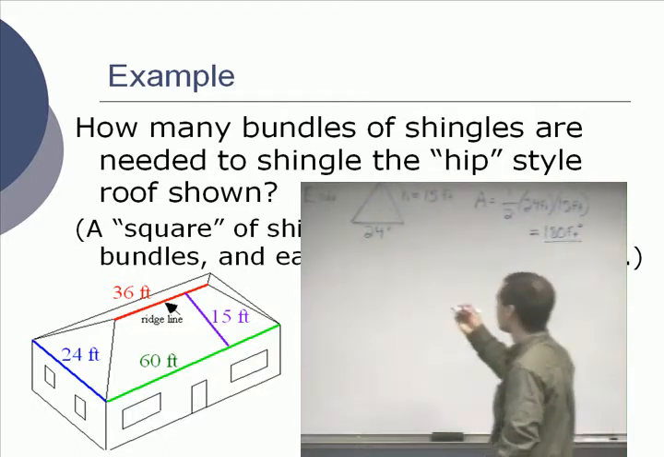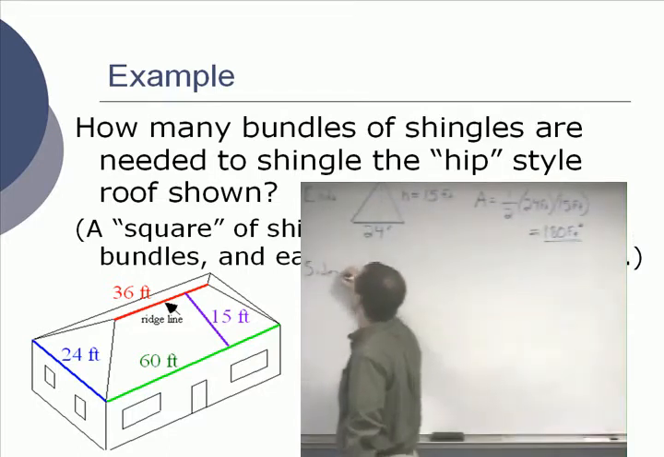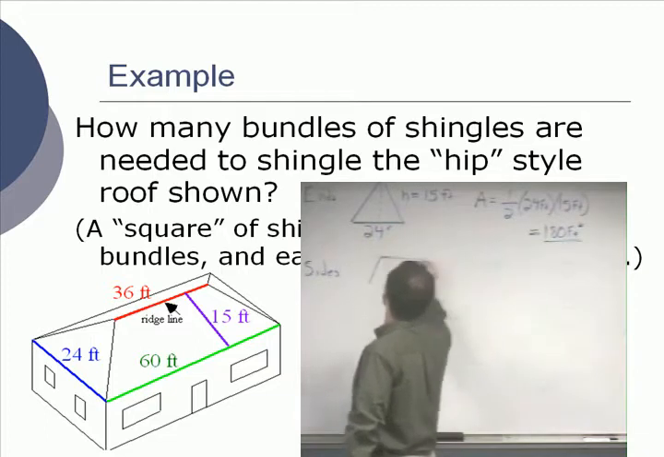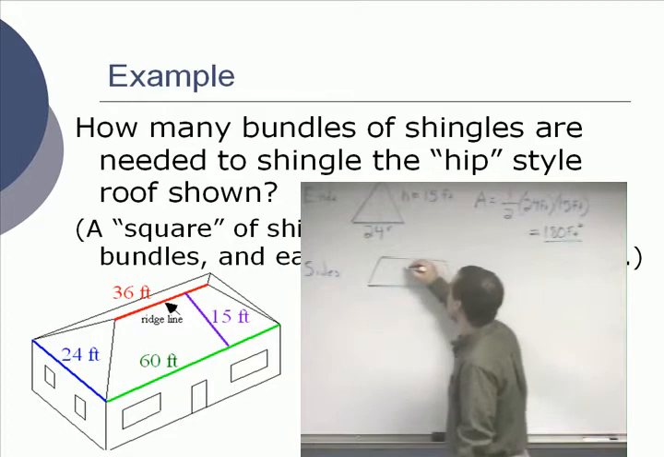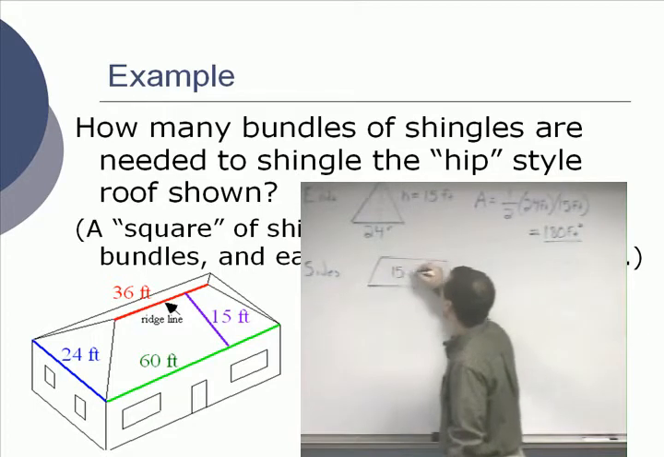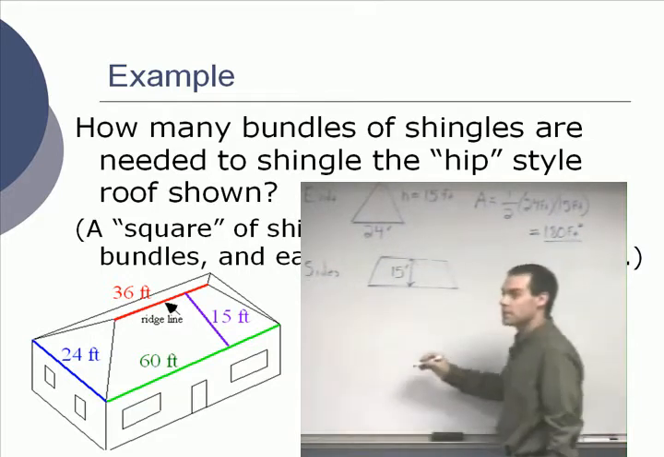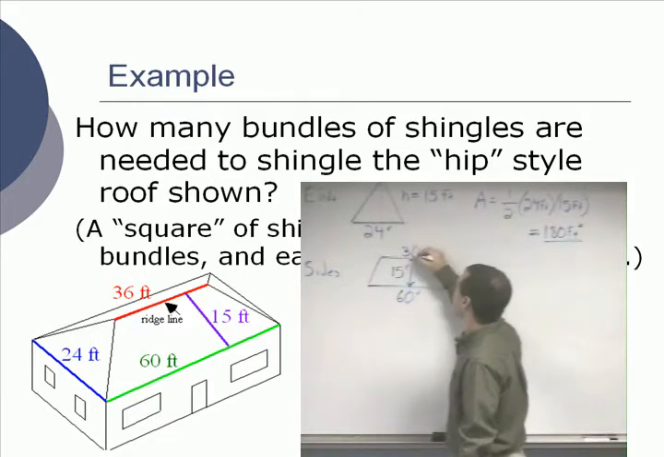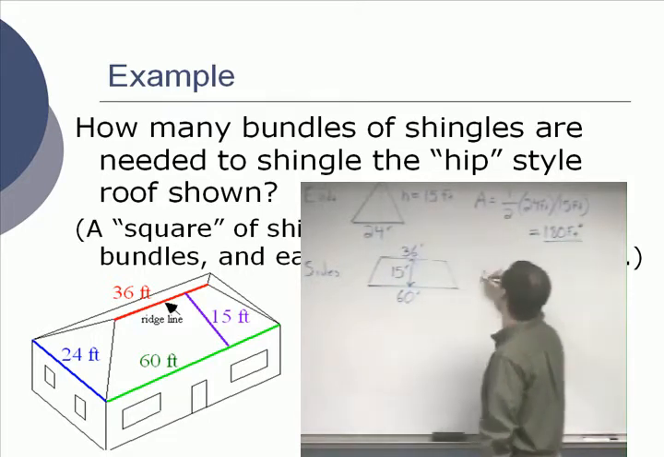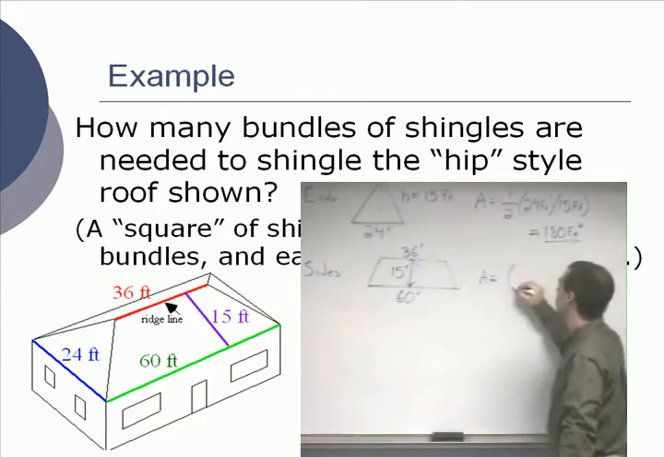Let's do the sides. We've got trapezoids with a height of 15. The bottom is 60 and the top is 36. Yep. So here our area is going to be 60 plus 36 divided by 2.